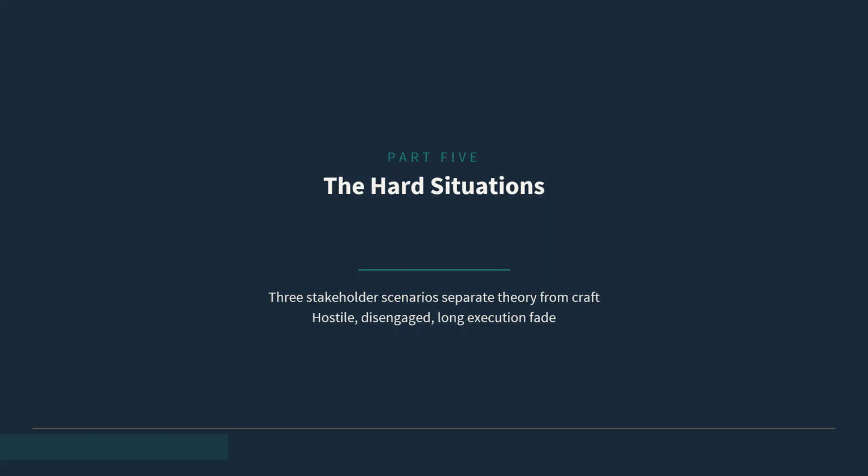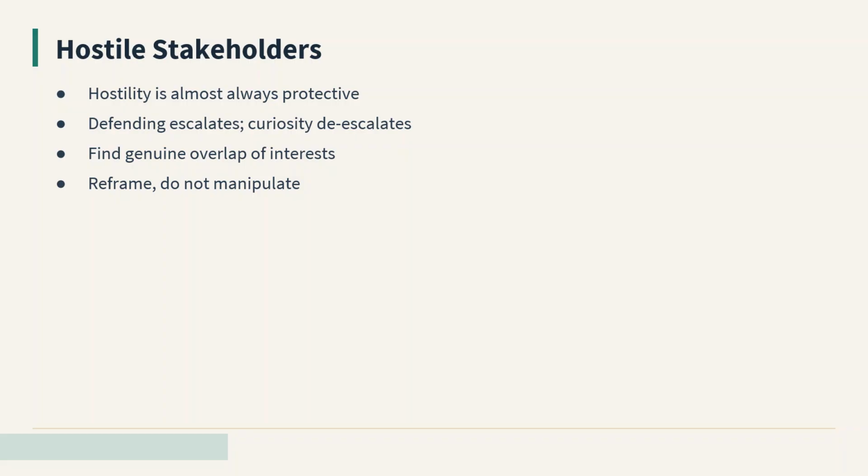22. A hostile stakeholder is almost always protecting something they value: their team's workload, their budget, their political standing, their comfort with the current way things work. The instinct is to defend your project against their objection, which escalates the hostility. The better move is to get curious. What exactly are they protecting, and can your project accommodate that concern without abandoning its goals?